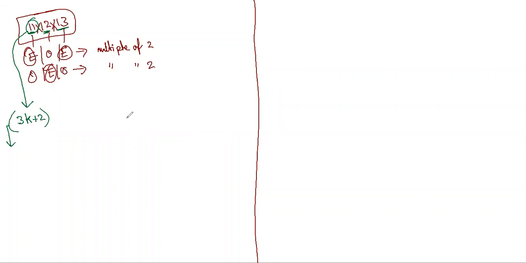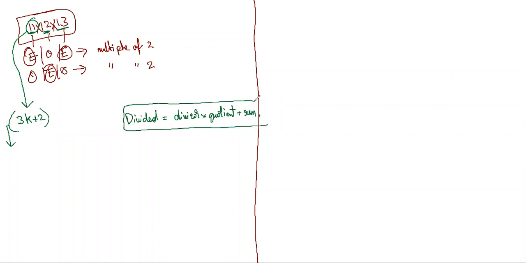It is basically any dividend. Dividend can be written as divisor into quotient plus remainder. So all of you know this, na? Yes, sir. So this is called Euclid's lemma.